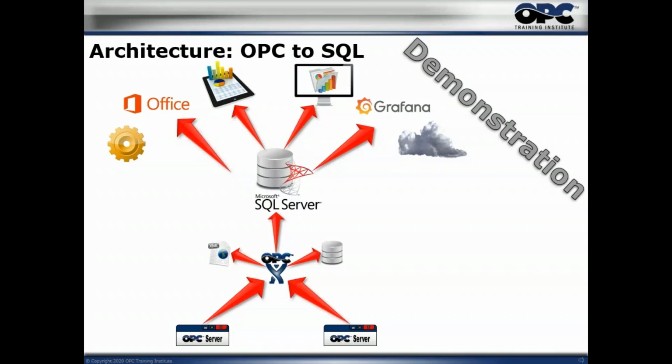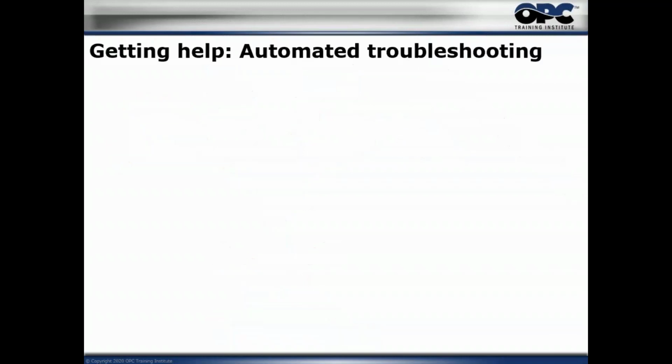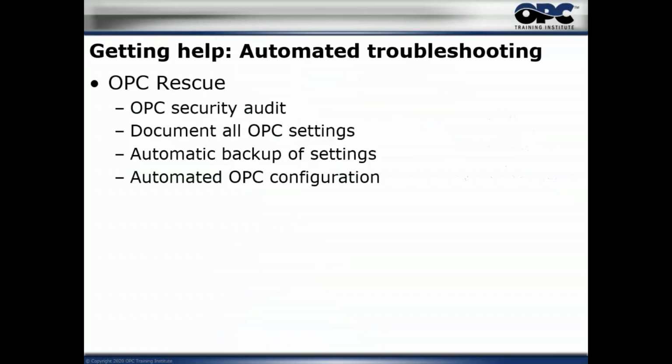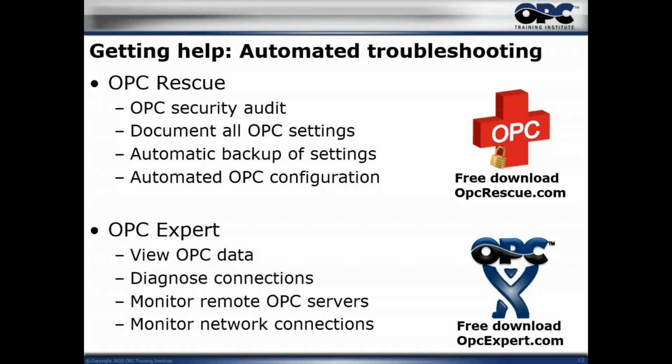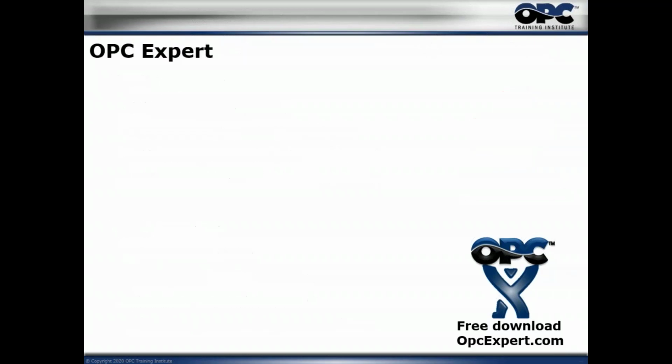Now, I'm going to go through just a few slides here just to end the formal portion of this webinar. Then I'll go back to your questions so you can ask and we'll see what's available. So for automated troubleshooting, what have we got here? Well, there's OPC Rescue that you can download. It's free and it will help you to troubleshoot and diagnose, or you can download OPC Expert, which is like OPC Rescue on some serious steroids, where you can view the data and diagnose, which we just saw here.